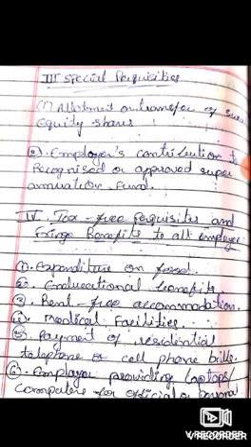Now, tax-free perquisites and fringe benefits to all employees. Expenditure on food is fully exempted. Educational benefits, rent-free accommodation, medical facilities, payment of residential telephone or cell phone bills: if it is for official purpose, then it is exempted. Employer providing a laptop or computer for official or personal purpose is exempted from tax.